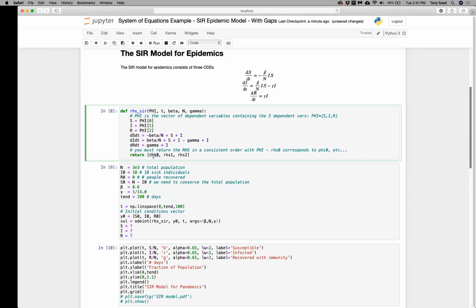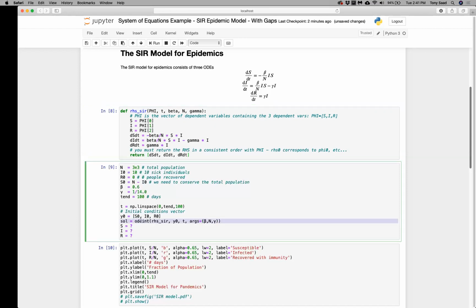just to keep some sense, you just put ds by dt, di by dt, and then dr by dt. I know this seems mysterious, but it just works, as long as you are consistent in your ordering. And that ordering starts from how you pass your initial conditions. Make sure your right-hand sides are consistent with the ordering of your initial conditions, okay?